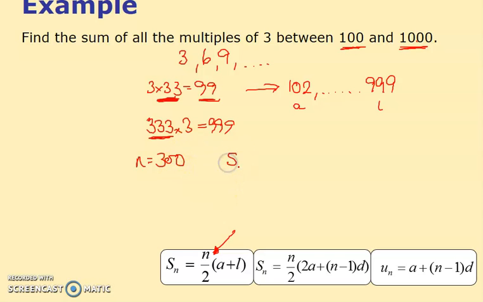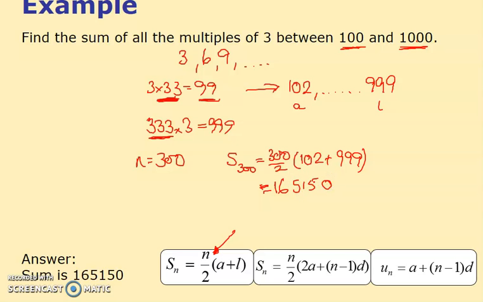So therefore my sum to the first 300 terms of this sequence is 300 over 2 times (102 plus 999). So let's have a go at that. 102 plus 999 equals 1101, and I'm timesing it effectively by 150. And I get a rather large number, which you'd expect to be large, I suppose, 165150. What did I get last time I did this sum? Good, the sum is the same.